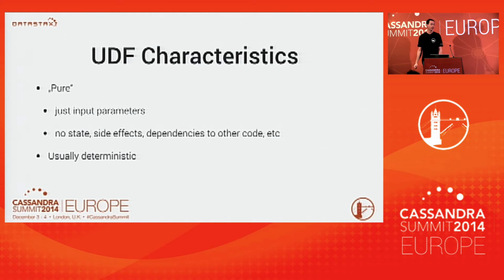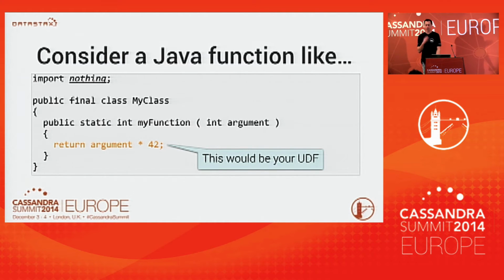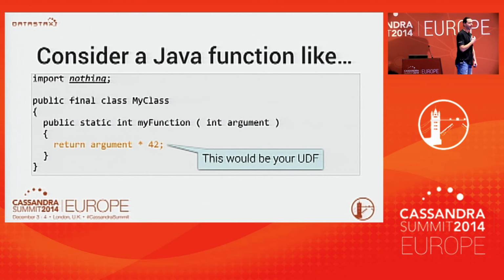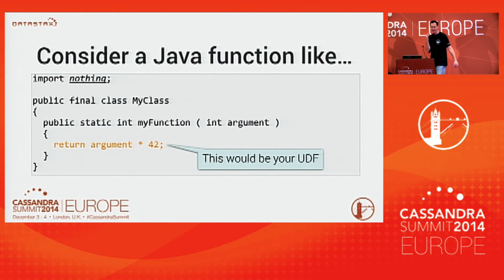Characteristics of a UDF. The ticket is called pure functions. By pure, we mean just input parameters, usually primitives. No state, no side effects. No dependency on other libraries, like pulling in some messaging system, for example. Don't do that. Don't even do DNS lookups or something like that. So basically, who's a Java coder? Okay, so you understand that function. That's what we mean when we say pure function, nothing else.